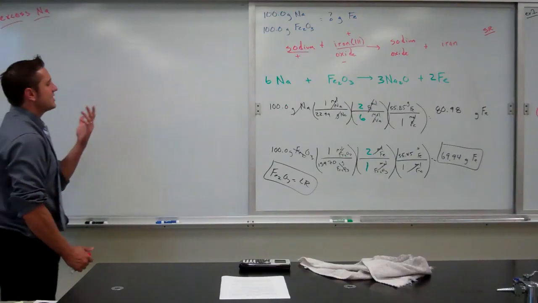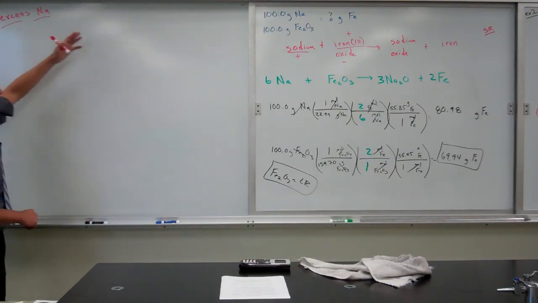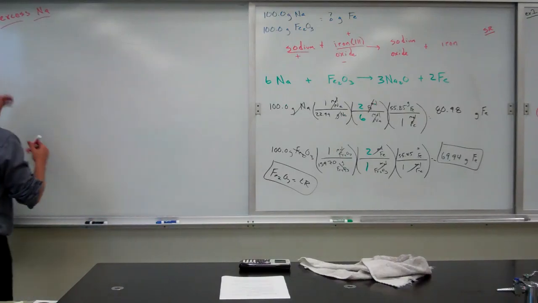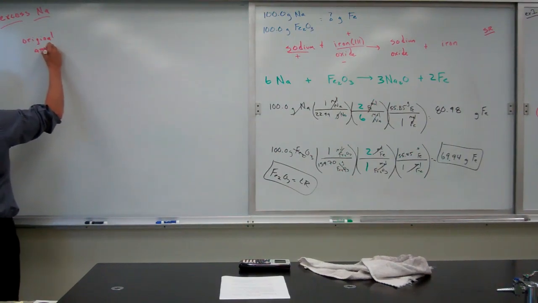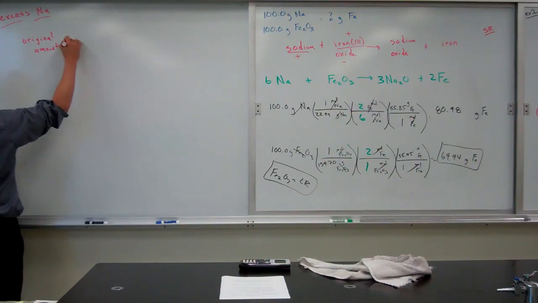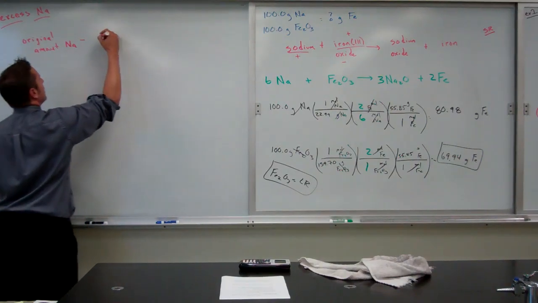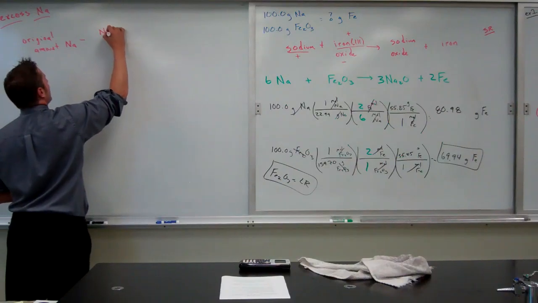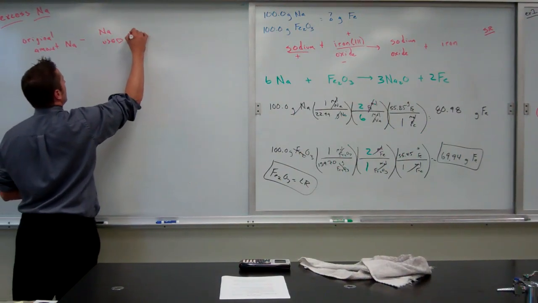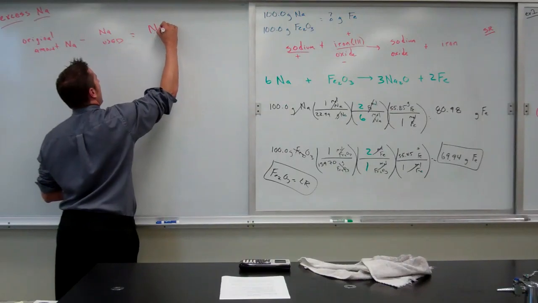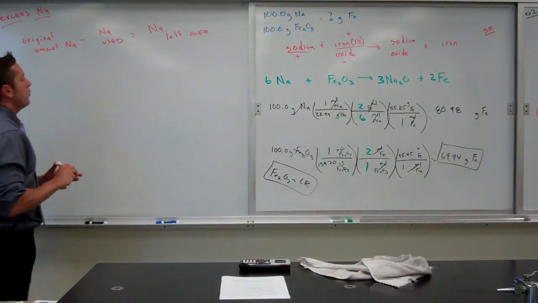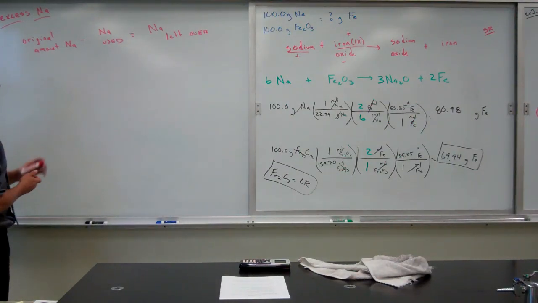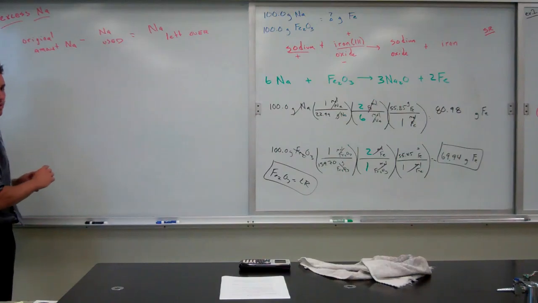So, finding an excess is not terribly difficult. All it is is subtraction and one more line of brackets. So to get excess, what I have to do is take the original amount of Na minus the Na used, and that'll leave me with the Na left over. Right? If I take the original amount minus how much is used, whatever's left must be my excess.